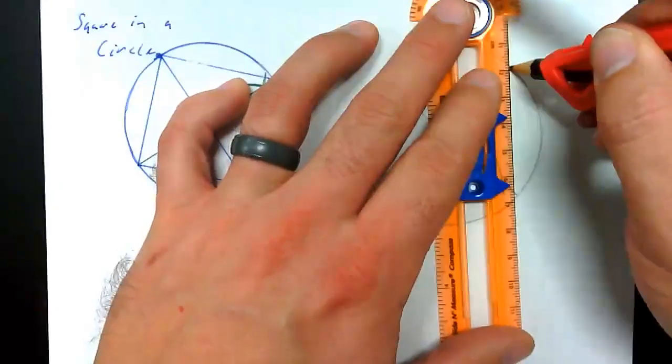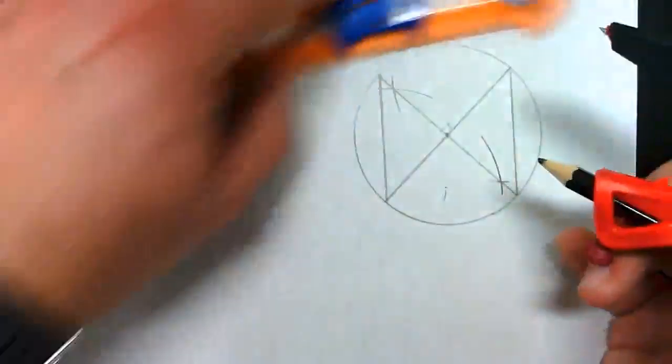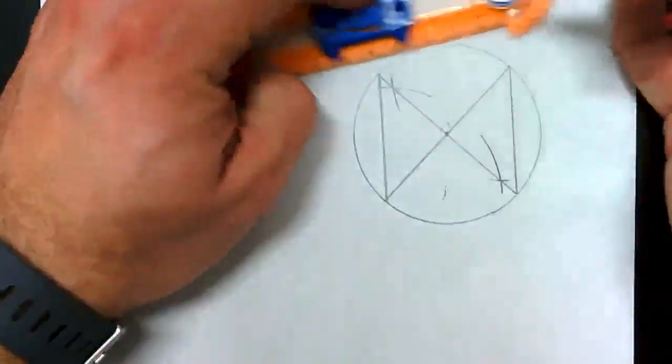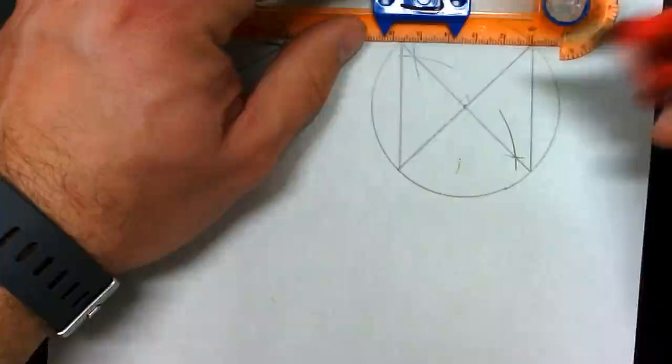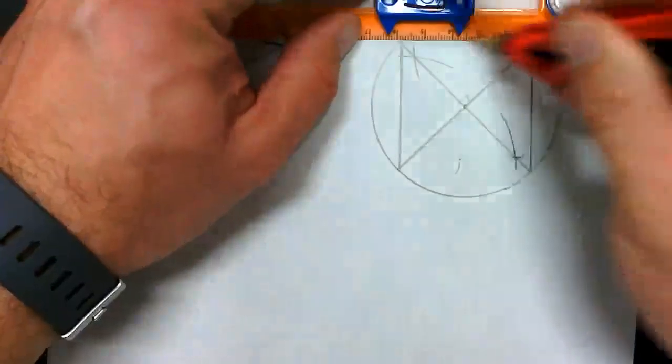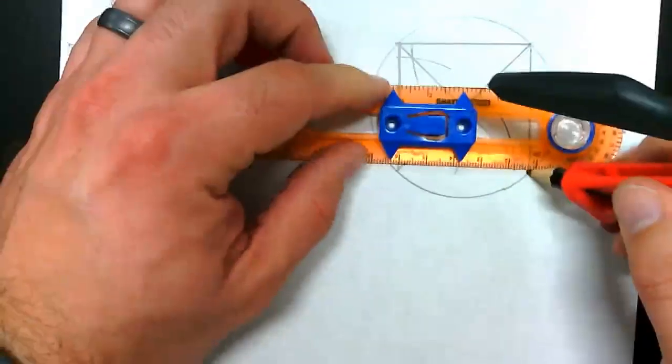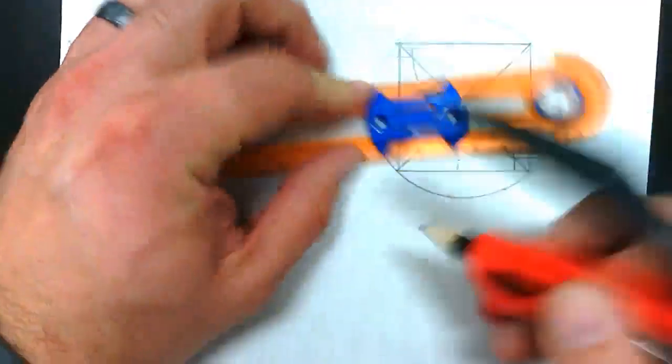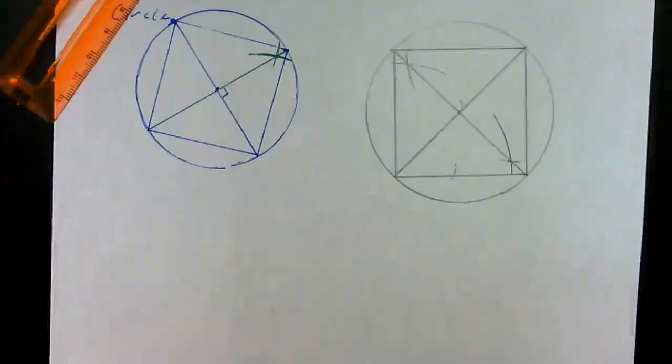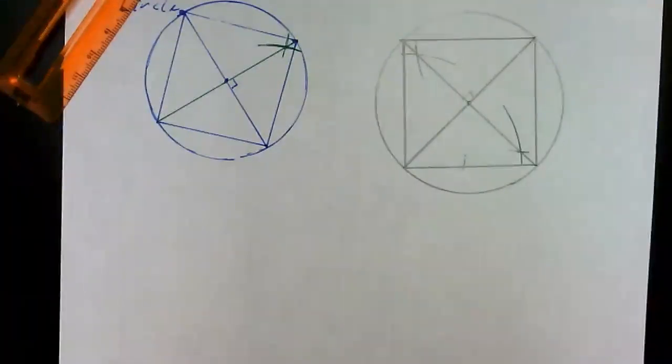Oh, that was a horrible line that I just drew. It's totally crooked. Try to draw them as straight as you can with your straight edge. That one is definitely crooked, but it still looks pretty good. Again, that is a square in a circle.